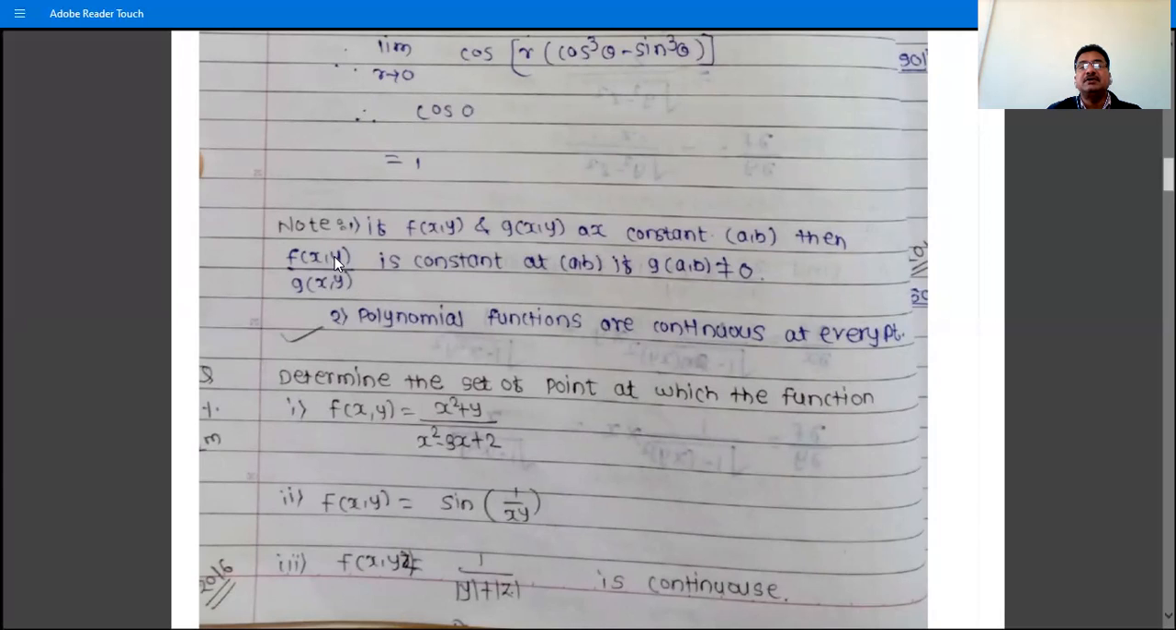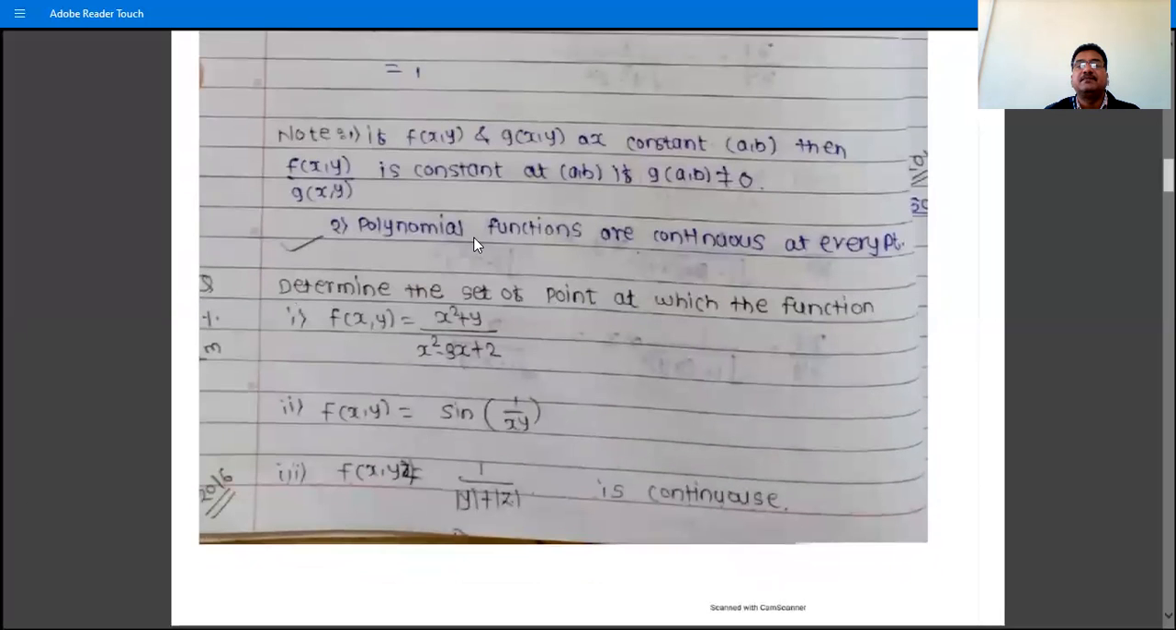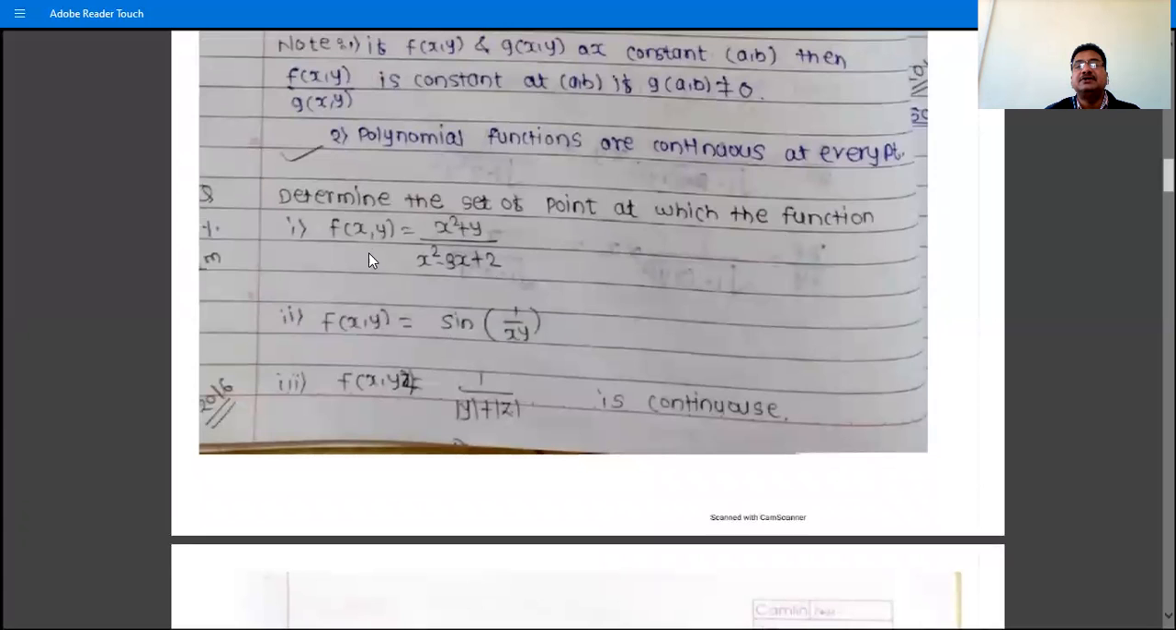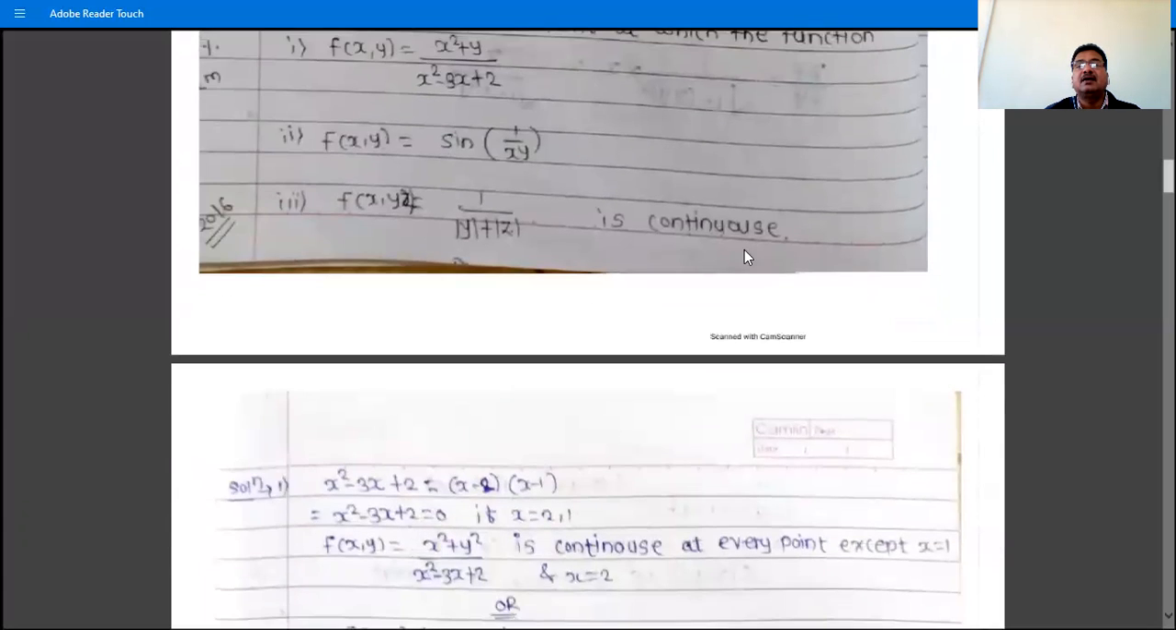So the division of two continuous functions is continuous if the denominator is not equal to 0, that is, if g of (a, b) is not equal to 0 at that point. And polynomial functions are continuous everywhere. If it is a polynomial function, then it's continuous everywhere. So determine the set of points at which these functions are continuous.